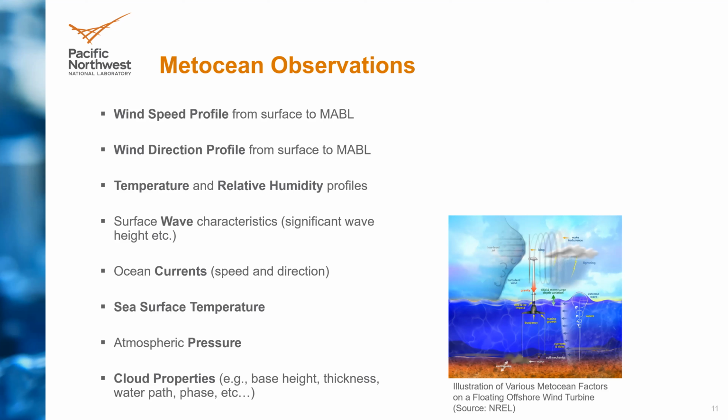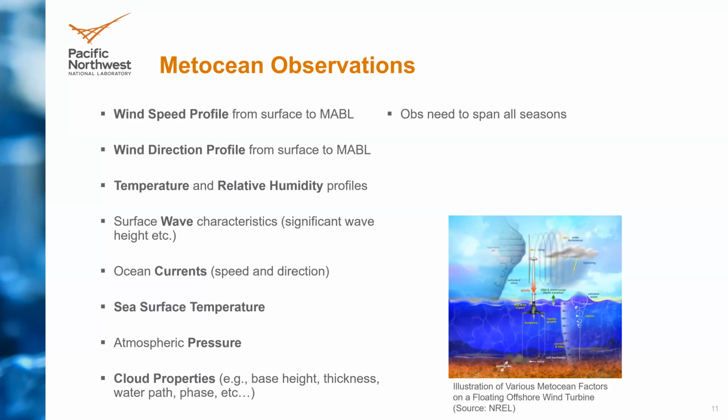The sea surface temperature, especially in the Gulf, tells us a lot about in which direction the winds are going to go. Then the atmospheric pressure, and especially on the West Coast, cloud properties, for example the base height, thickness, and the water path and phase, are extremely important because you see a lot of fog and low-level clouds offshore. So West Coast cloud properties are going to be more and more critical.